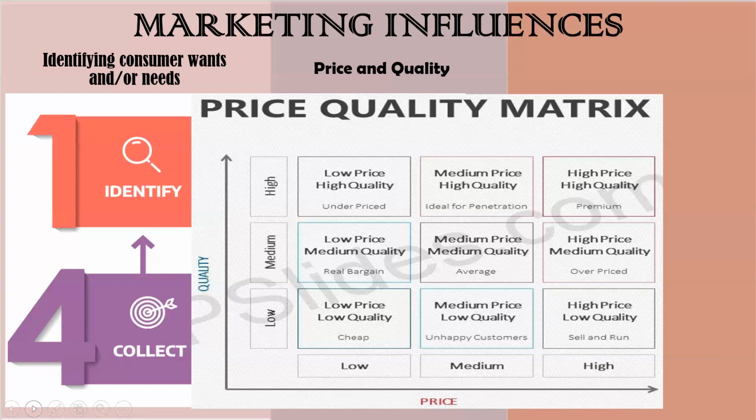High price, medium quality, you say overpriced. And then low price, high quality, you might say underpriced. But some of us might say sulit or real bargain because it has high quality and is very cheap. You get most of it. Medium price, high quality is ideal for penetration in the market.